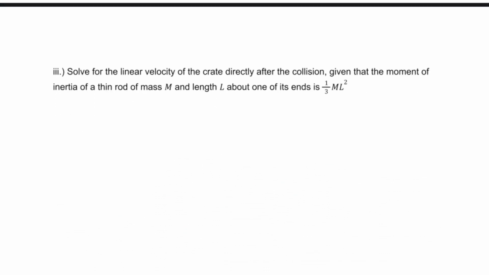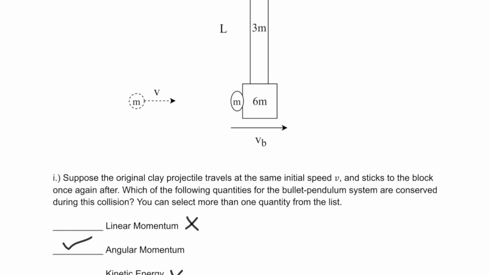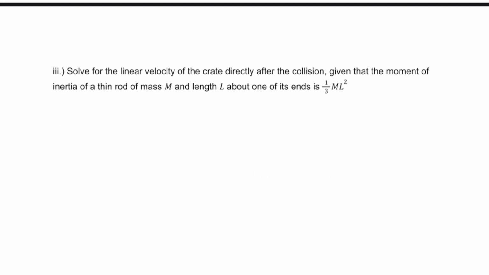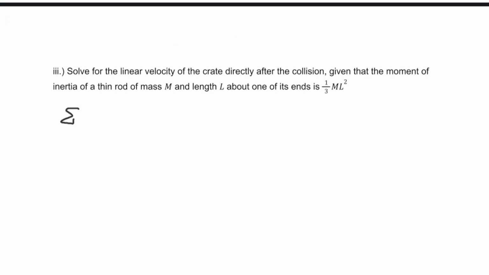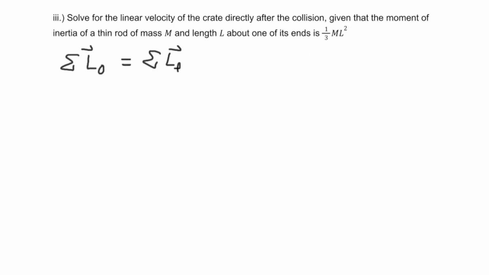And then lastly, solve for the linear velocity of the crate directly after the collision, and we're given the moment of inertia. So we want the linear velocity of the crate. Well, we're just going to conserve angular momentum, because that's the only thing we can conserve. It has to be the angular momentum to start equals the angular momentum after. So to start, we just have angular momentum from the point particle. So there's nothing rotating at the start.